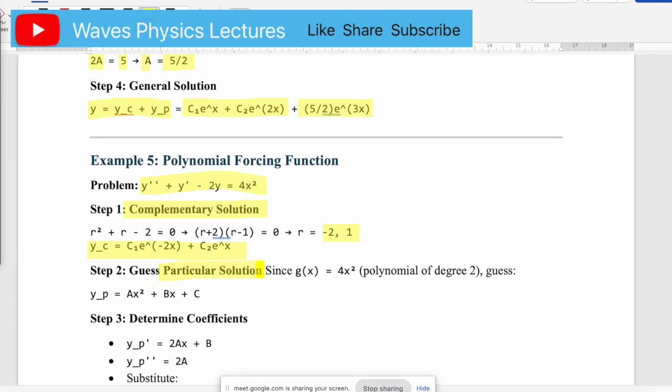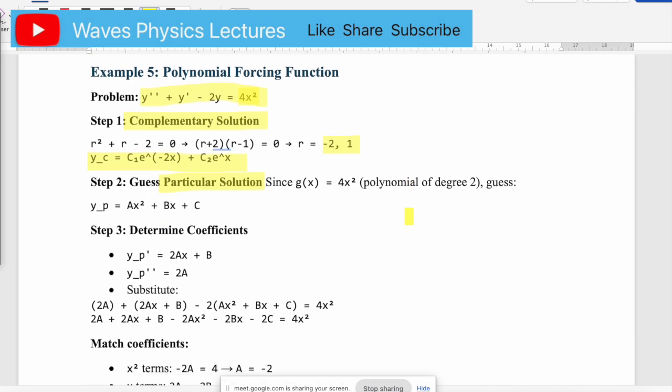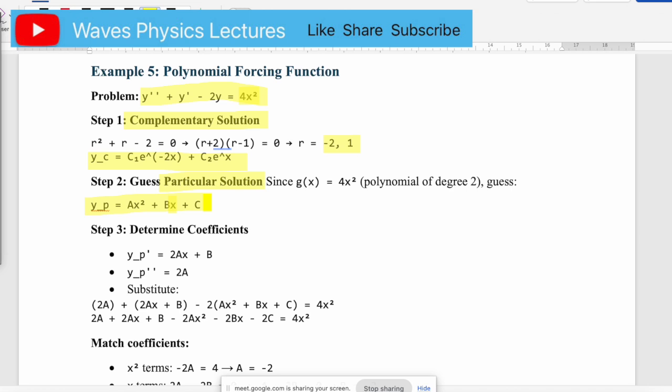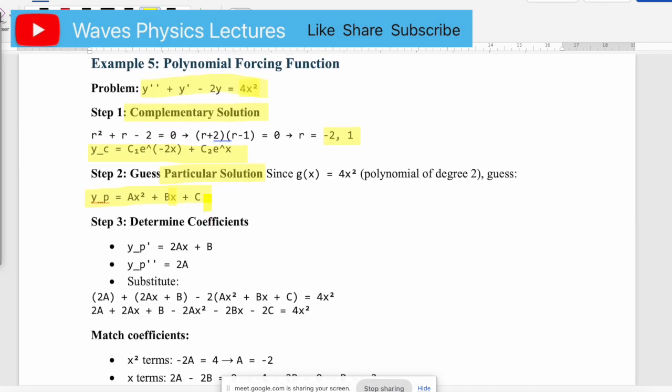For guessing the particular solution, we can look at the form of the right side. Now this is in the form of a polynomial. Before it was in the form of an exponential, so we guessed it to be a e to the power 3x. Now this is a polynomial, so our guess will also be a polynomial. It has a square term, so there will be a power 1 term also and a power 0 term also. So the general form is ax square plus bx plus c, and this is what we consider as the particular solution. Eventually we will see that some terms might vanish, some might not, but let's just observe what exactly happens.